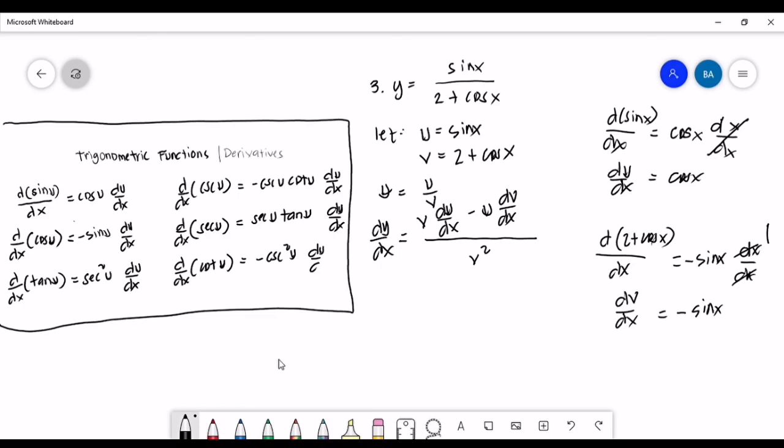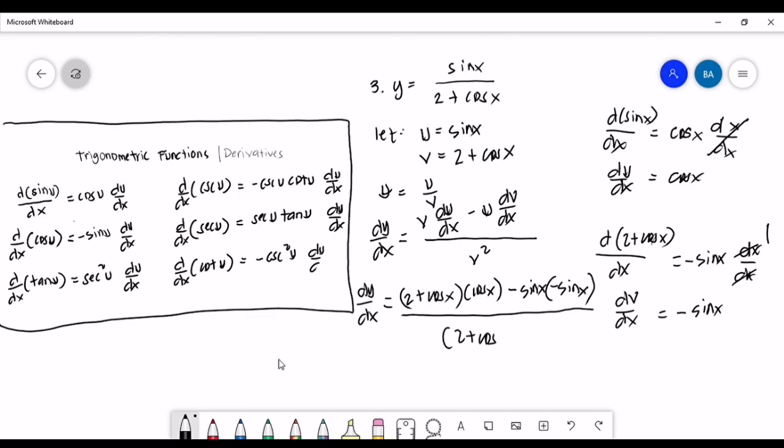So let's now substitute in our equation that our dy dx is equal to v. Our v is equal to 2 plus cosine x, and then our du dx is cosine x, and then minus the u is sine x, dv dx is negative sine x, divided by the square of our v, which is 2 plus cosine x.